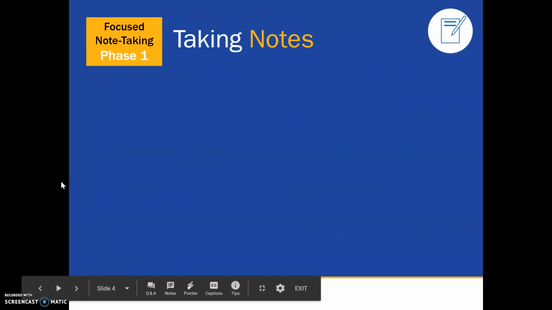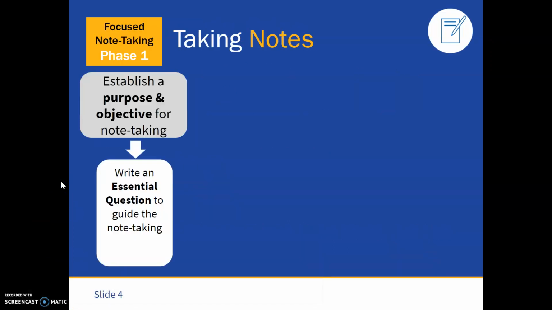So the first step here, the actual taking of notes. Before you take notes, you have to establish a purpose or an objective. Your teachers provide an objective every single day. Then you can turn that objective into a question to guide your note taking. So then if you take notes and at the end of the day you can't answer the question, then you probably should revisit them and revise your notes.